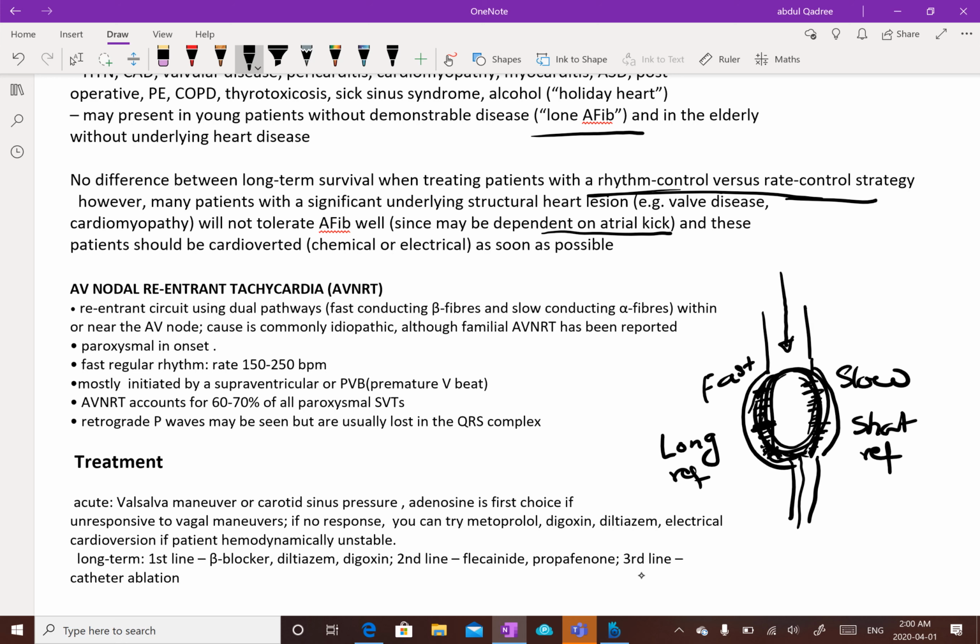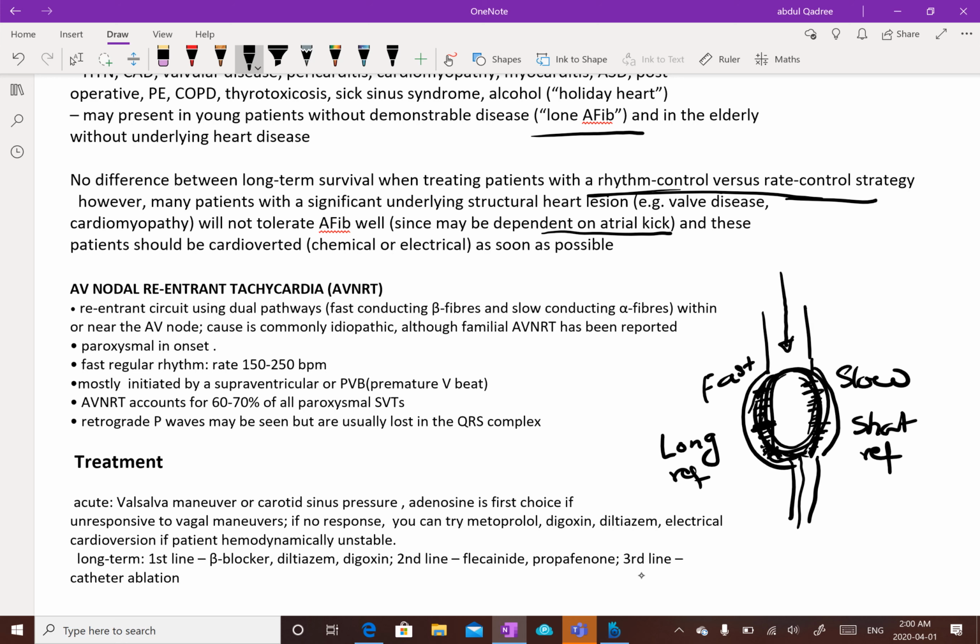If you don't understand this, ladies and gentlemen, please refer to my previous video. I explained it in much more detail, but right now, due to the time constraint, I cannot explain it much more than this for you guys. So this is an AV nodal reentrant tachycardia.